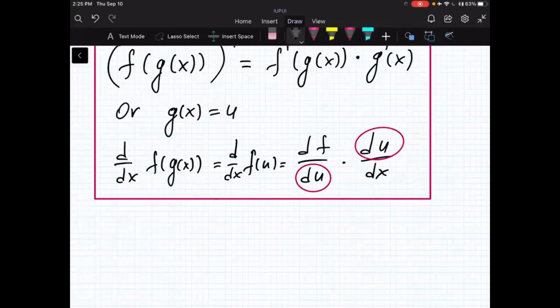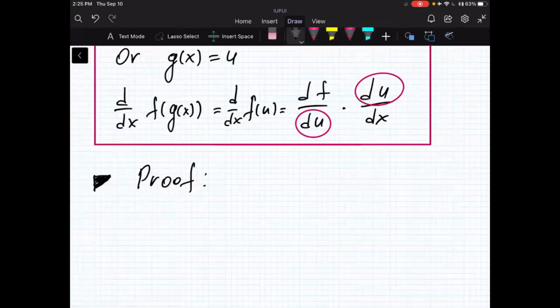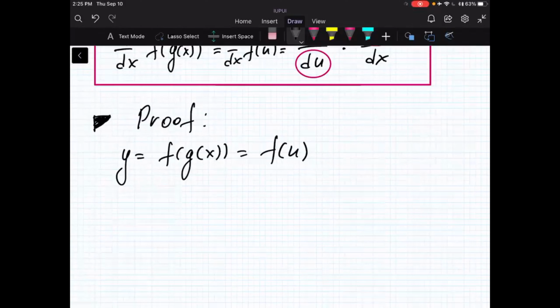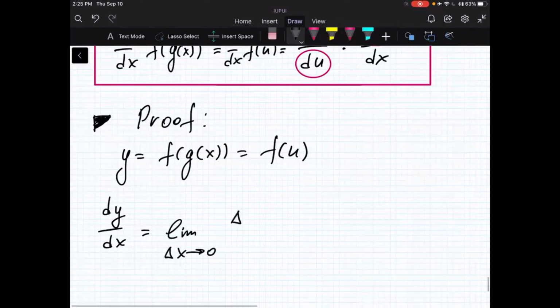Okay, but let's prove it. So you have y, again, which is f of g of x, or which is f of u. And again, what is the derivative of y with respect to x? It is the limit when delta x goes to 0. We don't even need to write the 4 steps because it will be almost straightforward.